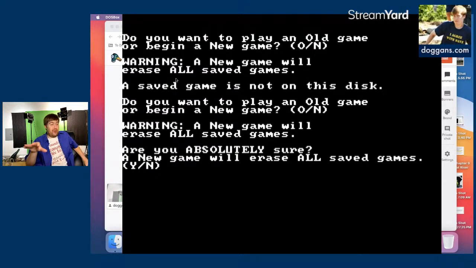So why are you warning me that a new game will erase all saved games when there aren't any saved games? All those saved games you don't have, this is going to erase them all. Fun.